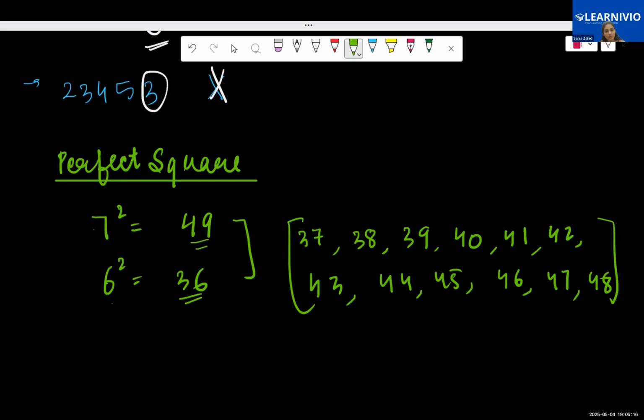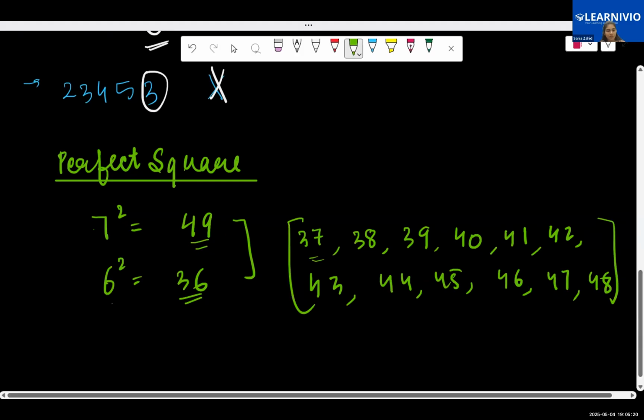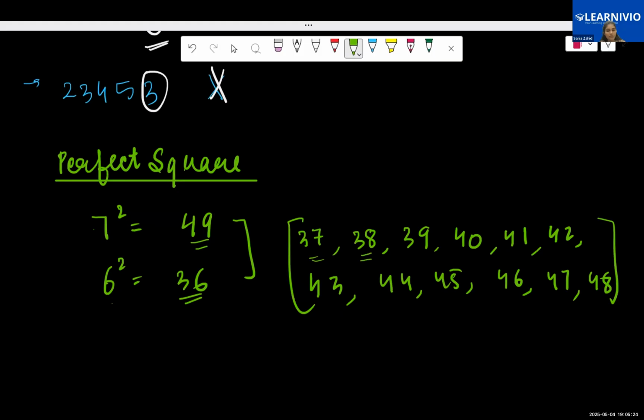So is there any number on squaring which you get 37? No, you don't have any such number. Neither 38, nor 39. You can't get any of these numbers. So are these perfect square numbers? No. These are not perfect square numbers. So what are perfect square numbers? Basically, this list. Look carefully.